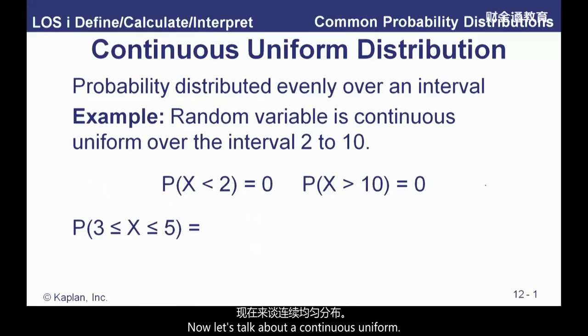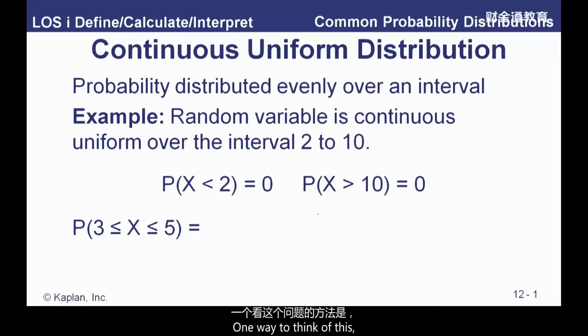Now let's talk about a continuous uniform. We discussed the discrete uniform distribution where every item had the same probability. Here the probability is distributed evenly over an interval. And as an example, we're going to consider a random variable that's continuous uniform in its distribution over the interval 2 to 10.